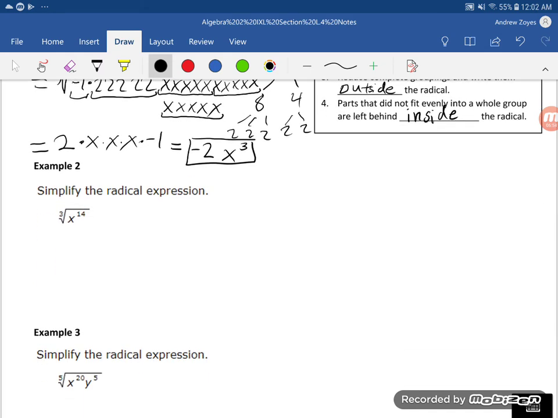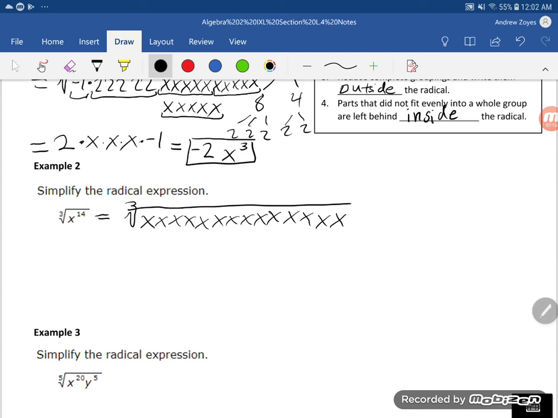Okay, so same deal as before. Just to help us out until we really start noticing what patterns are going on here, we want to write out all of those x's. So we have 1, 2, 3, 4, 5, 6, 7, 8, 9, 10, 11, 12, 13, 14. Okay, 14 x's, right? So what we're going to do is we now want to go ahead and group them based on the root number. What is that? Well, it's 3.